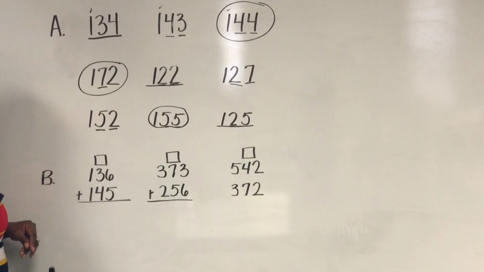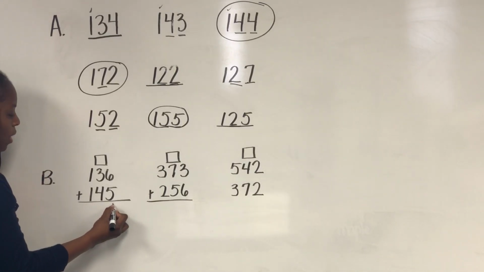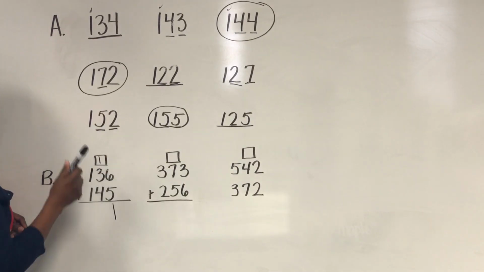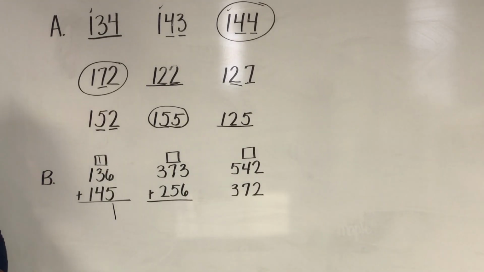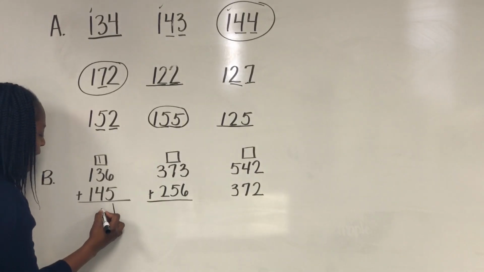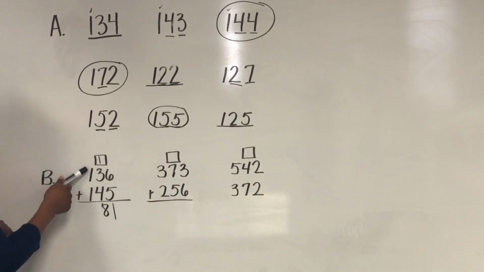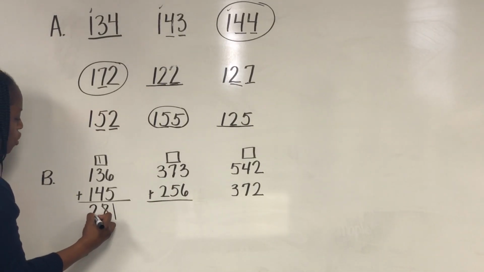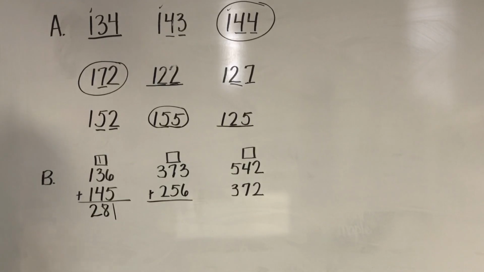So, boys and girls, what's 6 plus 5? 6 plus 5 equals 11. I put a 1 in my ones place, and I carry my 1 ten to the tens place. So now I have 1 ten, 3 tens, and 4 tens. What's 1 ten plus 3 tens? It equals 4. And 4 tens plus 4 tens equals 8 tens. So we have an 8 in our tens place. Now we're going to compare the hundreds place. 100 plus 100 equals 200. So therefore, 136 plus 145 equals 281.